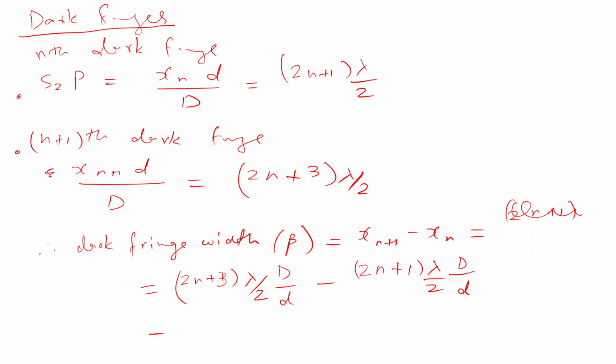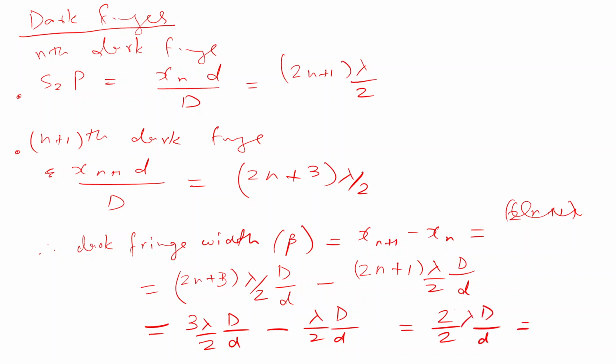So when we subtract this 2n lambda D by 2d, this is the same term on both sides, so it will get cancelled and we will be left with 3 lambda D by 2d minus lambda D by 2d. So 3 minus 1 means 2 by 2, lambda D by small d. So this will be lambda times capital D divided by small d.